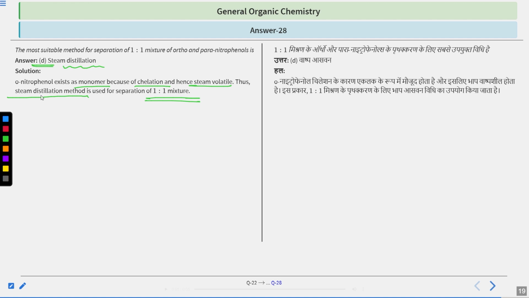Because ortho-nitrophenol is steam volatile, it can be easily converted to steam. It is the property of ortho-nitrophenol, and that is why we use the steam distillation method for the separation of a 1:1 mixture of ortho and para nitrophenols. Thus, option D is the correct answer.